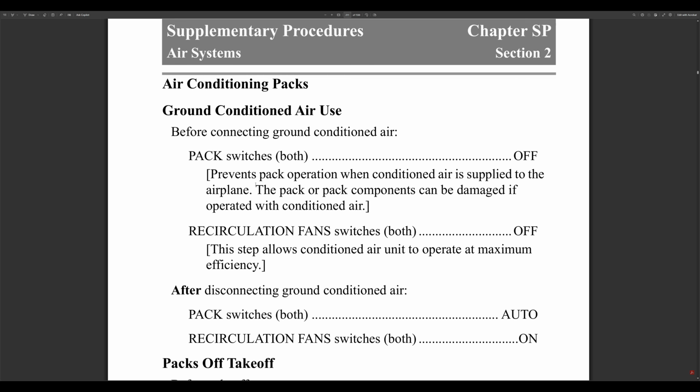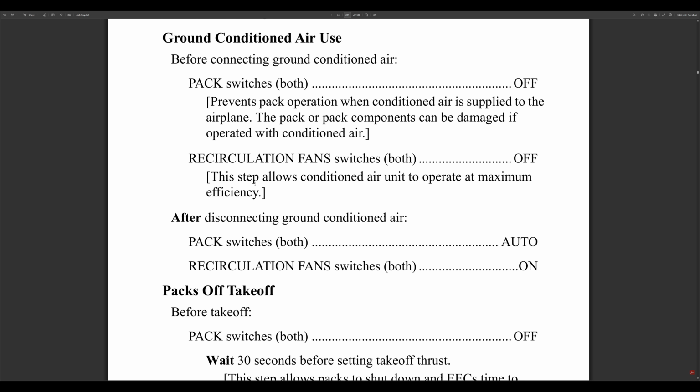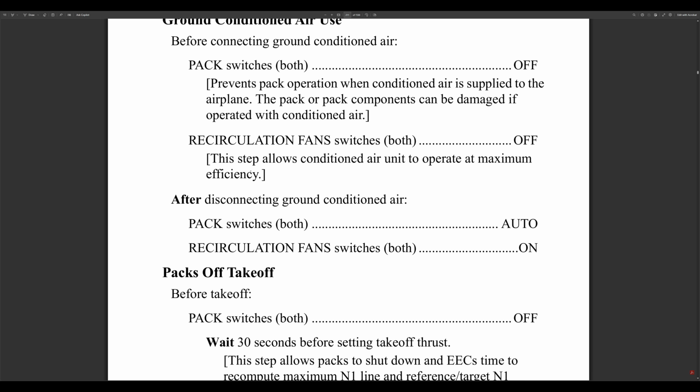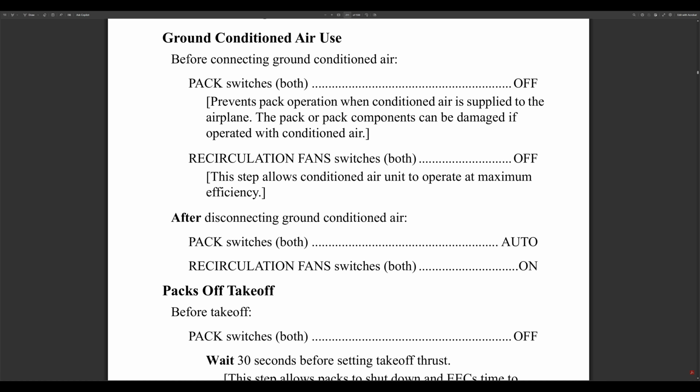If we talk about ground conditioned air use, what we want is, before connecting ground conditioned air, you need to keep the packs off. Why do you keep the packs off? Because this prevents pack operation when conditioned air is supplied to the airplane. The reason is that the pack or the pack components can be damaged if operated with conditioned air.